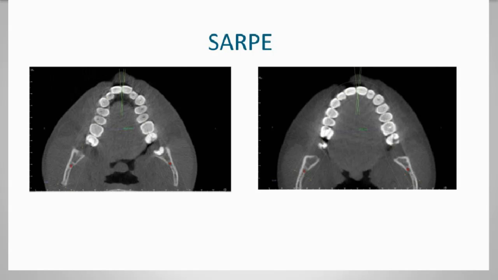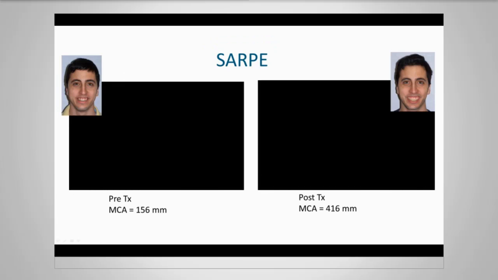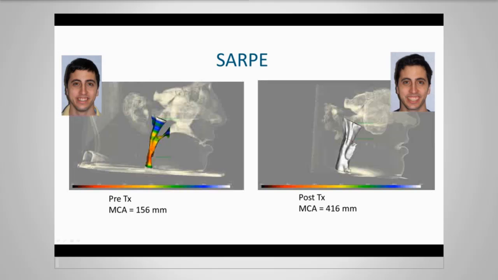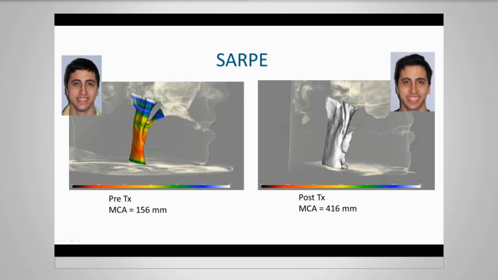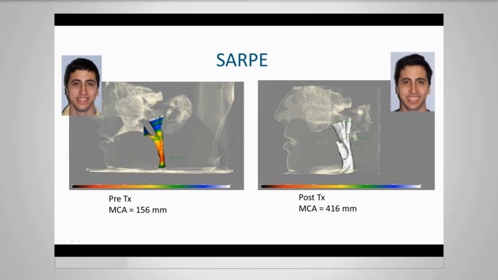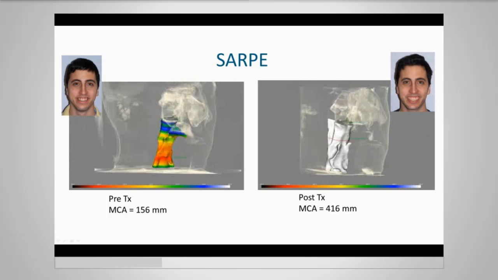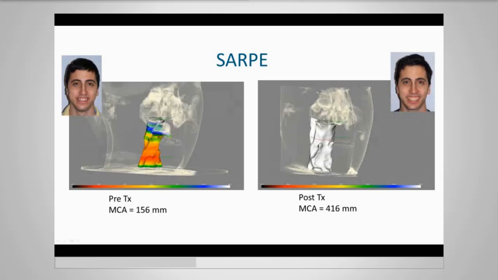The patient has also been converted from a mouth breather to a nose breather. And what's most amazing here is the pharyngeal airway change. It went from 156 mm² to 416. So pretty significant changes on these adult patients that are being treated with orthodontic surgery.